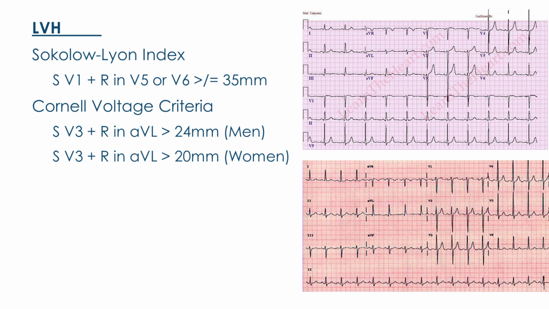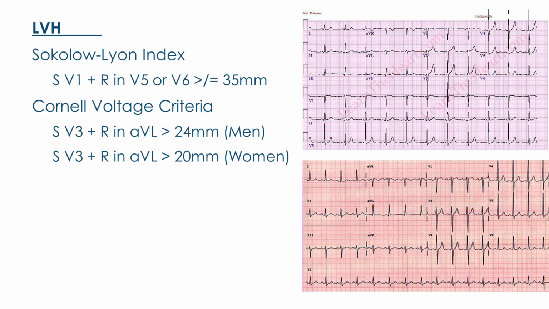With regard to left ventricular hypertrophy, there are multiple different criteria that you can use: the Sokolow-Lyon index, the Cornell voltage criteria. With the Sokolow-Lyon index, if we measure the S wave in V1 and add it to the R wave in V5 or V6, and we get more than 35 millimeters, then that is diagnostic for left ventricular hypertrophy. With the Cornell voltage criteria in men, if we take the S wave in V3 and add it to the R wave in aVL, and it's more than 24 millimeters, that's positive.